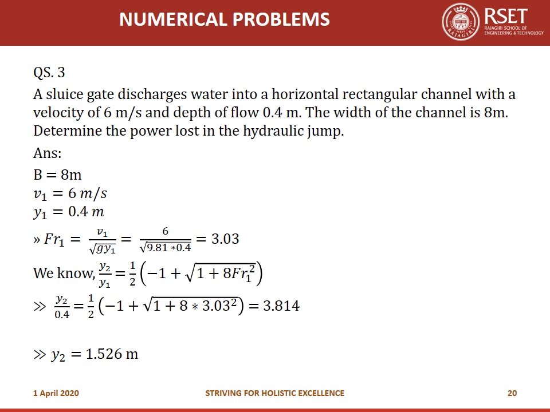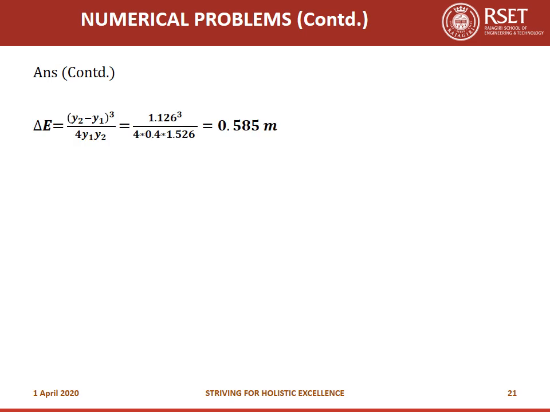The question is asking me to determine the power lost in the hydraulic jump. So I'm going to first calculate the energy loss. Energy loss is given by (Y2 minus Y1) the whole cube divided by 4 Y1 Y2. I get it as 0.585 meter.